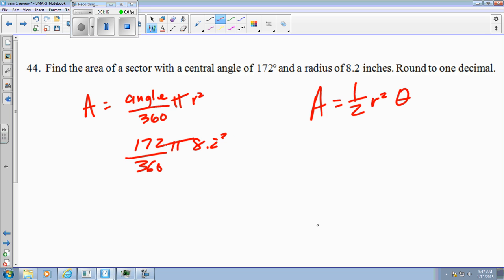8.2 squared. So I'm going to take 172 times pi times 8.2 squared, divided by 360, equals, and I get that the area of this thing is 100.9 inches squared. We certainly could have used this formula, and so you're going to take 172 times pi over 180 and simplify it to get your radian measure, and the 8.2 would still be that.